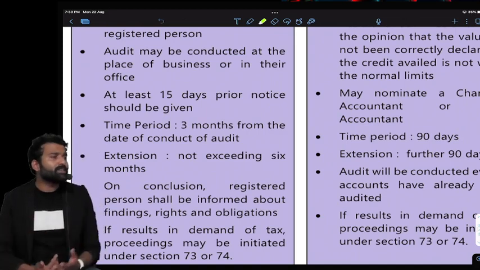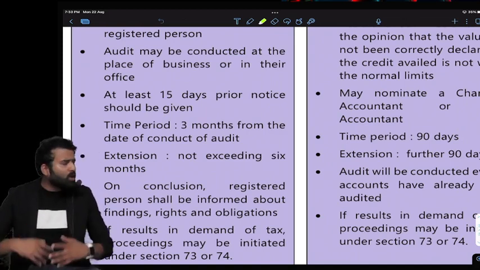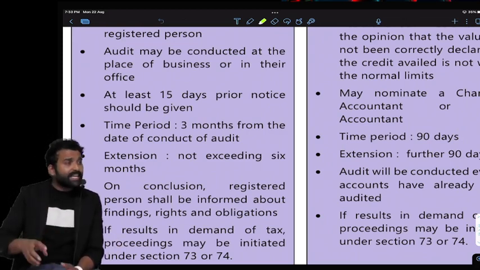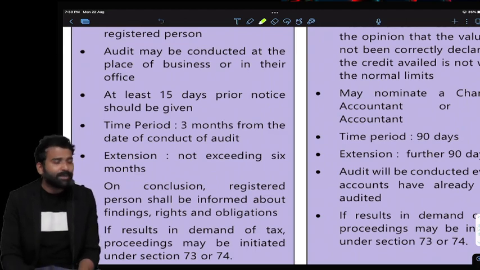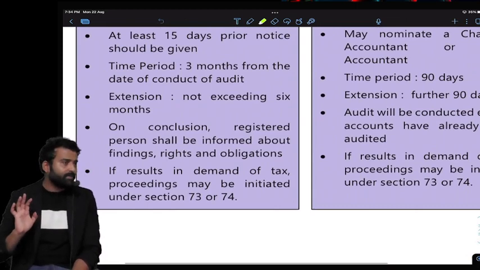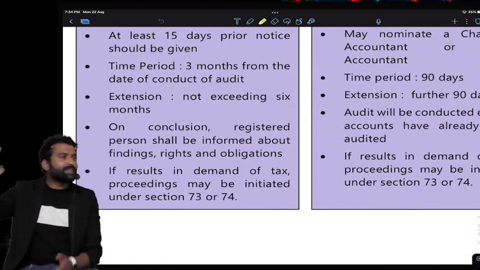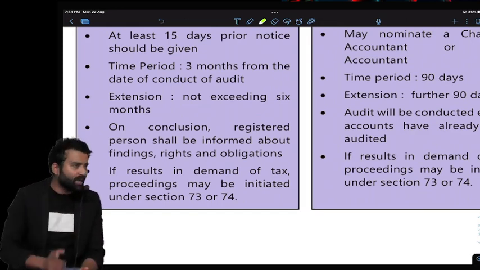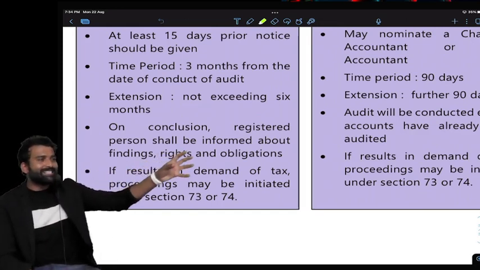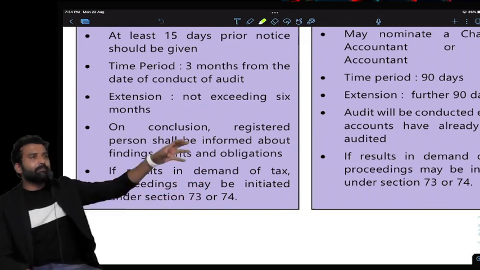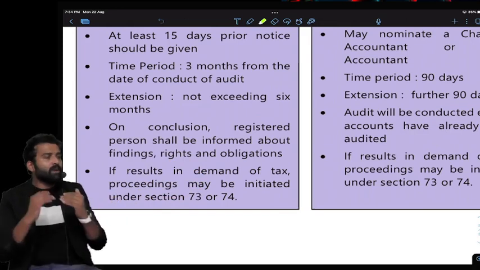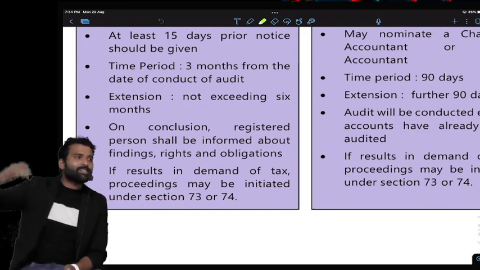Sometimes when there are a lot of documents, the books of accounts are very huge and transactions are very complex, then they can also ask for an extension. How much? 6 months. On finally concluding the audit, the registered person will also be furnished with the audit findings, that we have found these non-compliances, and these are the documents which are not proper. The complete audit report will be furnished to the registered person as well as to the commissioner.